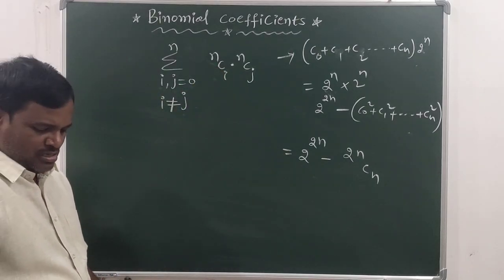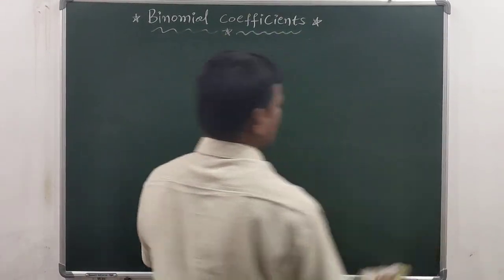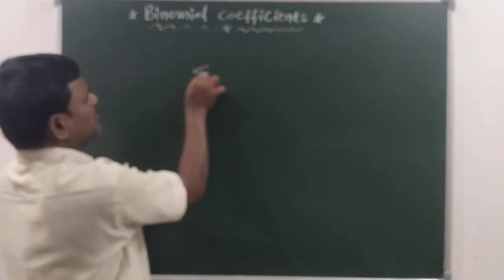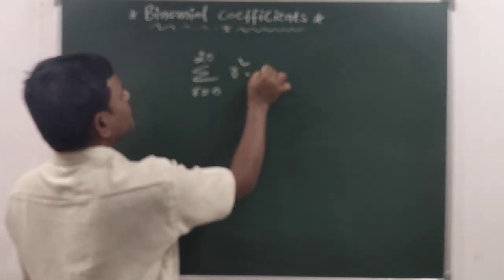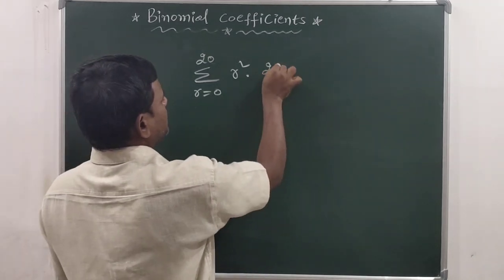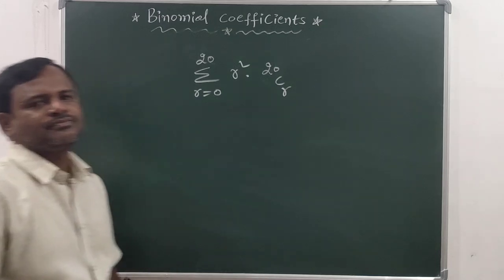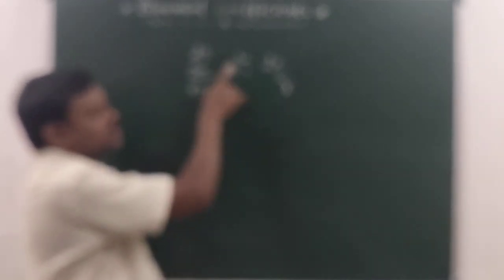Okay students, now let us go to one more application. See, summation r runs from 0 to 20, r square into 20CR. This is the question. Okay students, how do you answer this question? Here r is running from 0 to 20, r square into 20CR. You know the expansion. If you write r equal to 0, r equal to 1, r equal to 2 till 20, how do you answer this question?